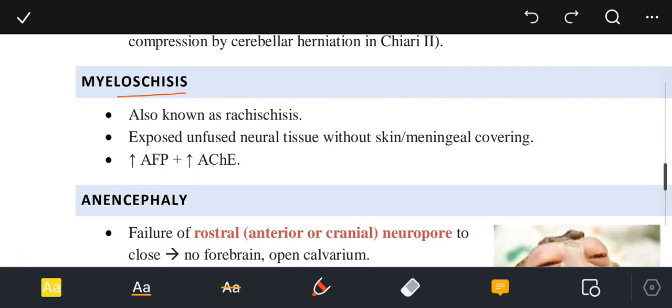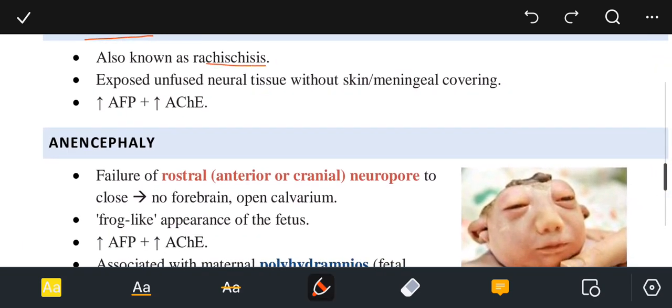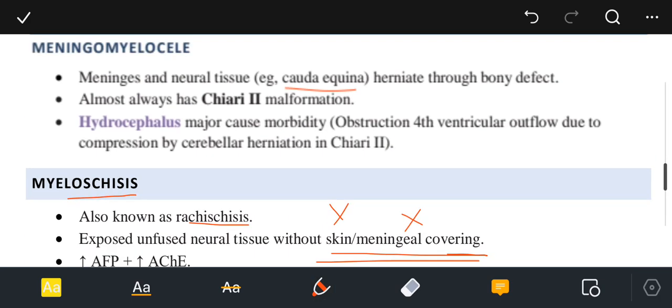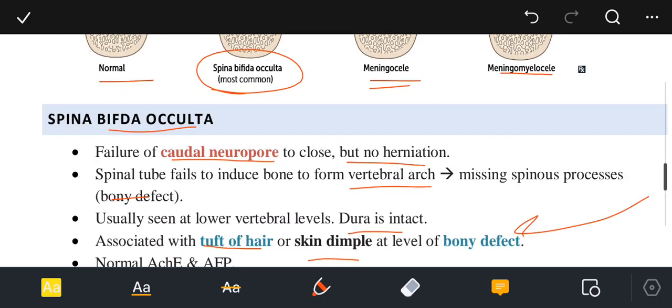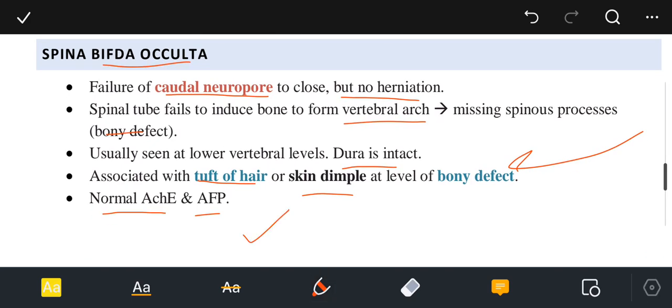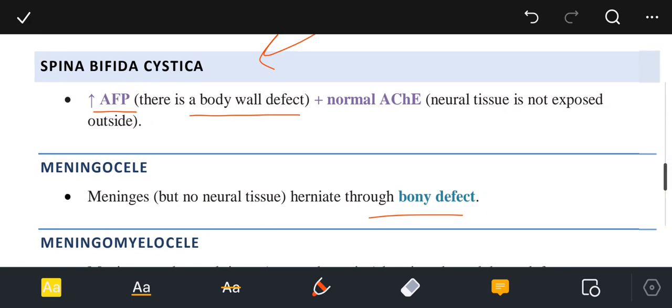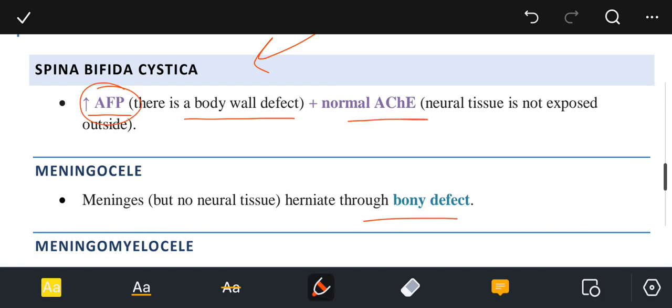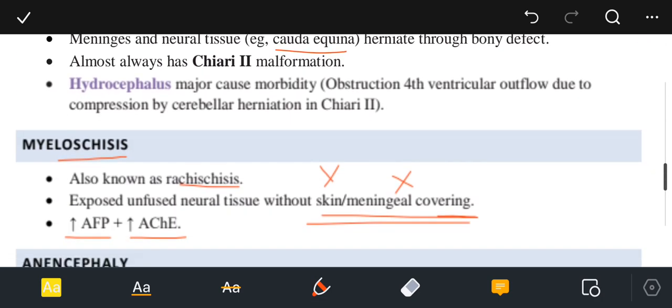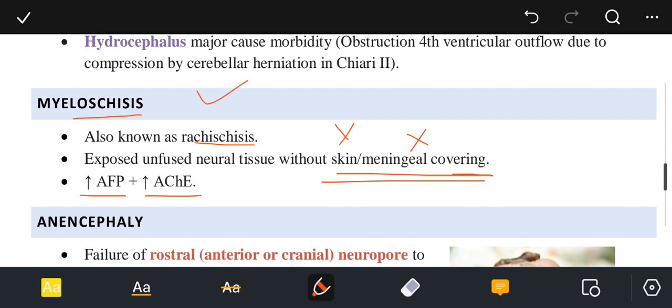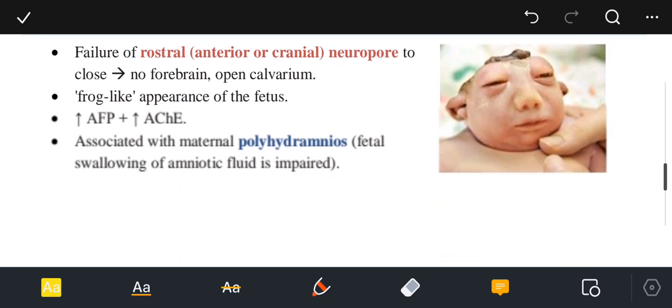So now let's move forward to myeloschisis, also known as rachischisis: exposed unfused neural tissue without skin or meningeal covering. So there are two things: there is no skin and no meningeal covering. There is totally exposed neuronal tissue to the outside environment. There will be increased alpha fetoprotein and increased acetylcholinesterase. In all other cases, like in spina bifida occulta, we had normal acetylcholinesterase as well as alpha fetoprotein. In spina bifida cystica, alpha fetoprotein was increased, but the acetylcholinesterase level was normal. Only in the case of rachischisis or myeloschisis do we have elevation of both alpha fetoprotein as well as acetylcholinesterase.